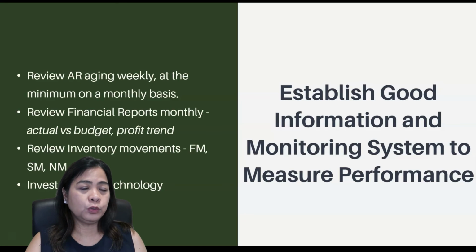So review inventory. If you have inventory, identify the fast moving, slow moving, non-moving, and then take the necessary action. And again, invest in good technology.